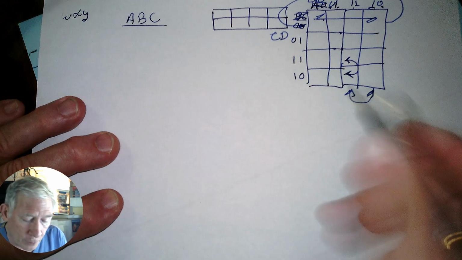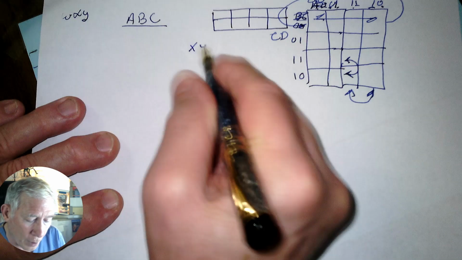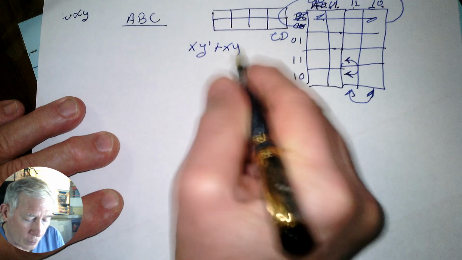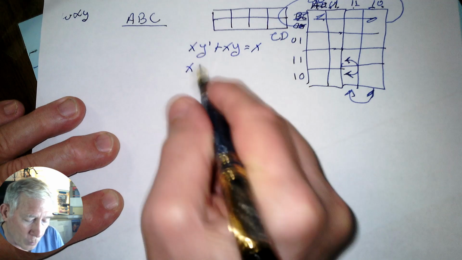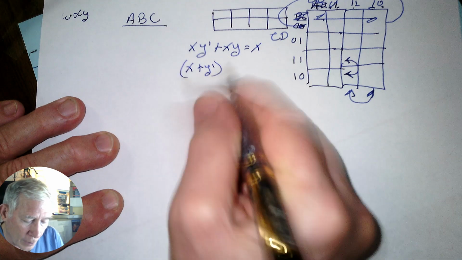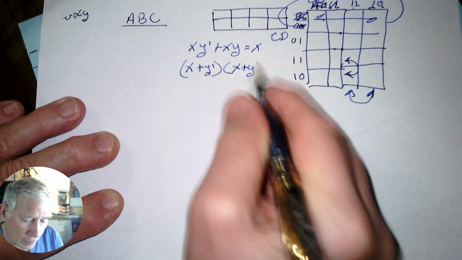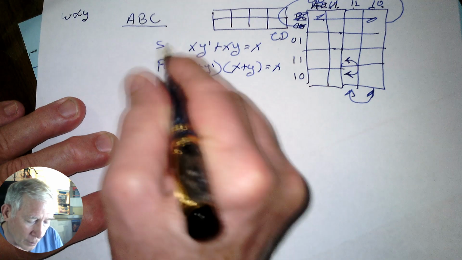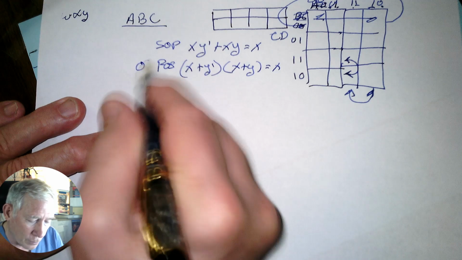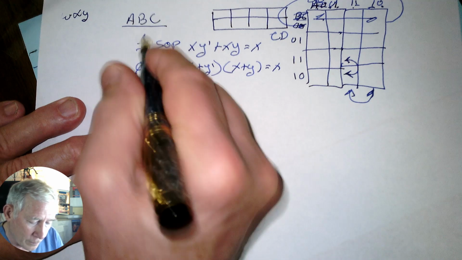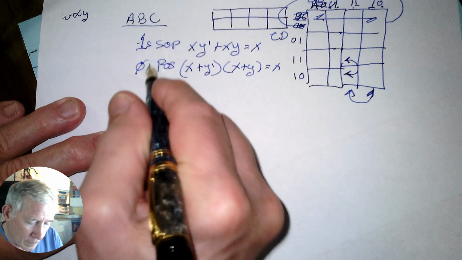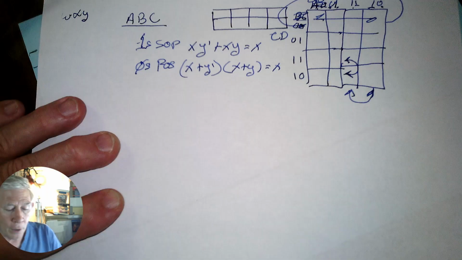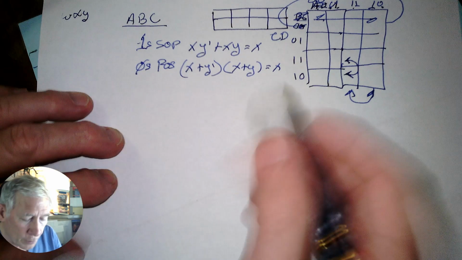And again, that theorem is x y prime plus x y equals x, or x plus y prime quantity times x plus y equals x. So this is the POS version, and this is just the SOP. With this I'm using the zeros, with this I'm using the ones. Okay? All right.